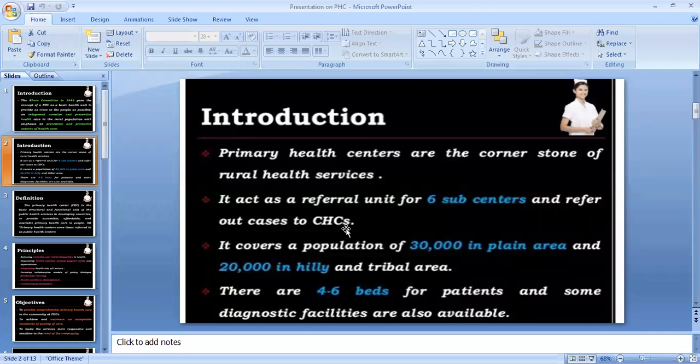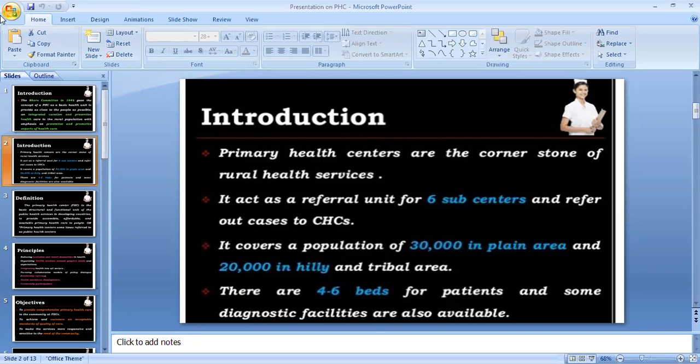Community health center is nothing but the civil hospital, a 30 bedded civil hospital. Whenever you go to any hospital, you just check, and over there it is written primary health center, sub center, and also civil or community health center. So these are practical, real pictures you can see and correlate with the theory you are studying. It covers a population of 30,000 in plain areas and 20,000 in hilly and tribal areas.